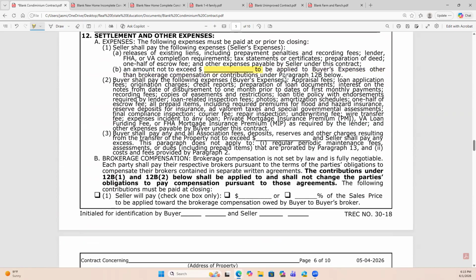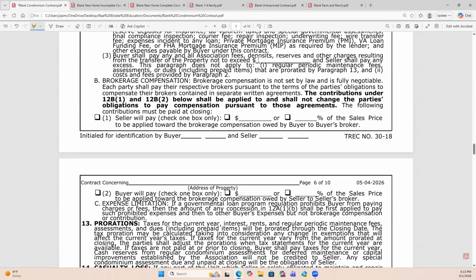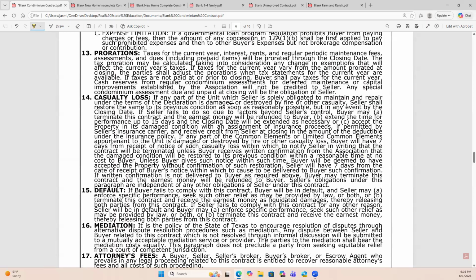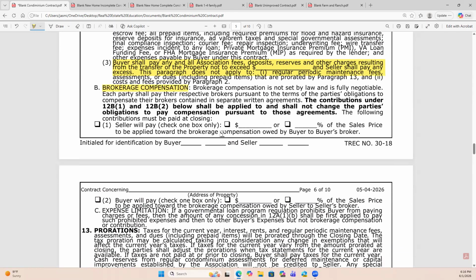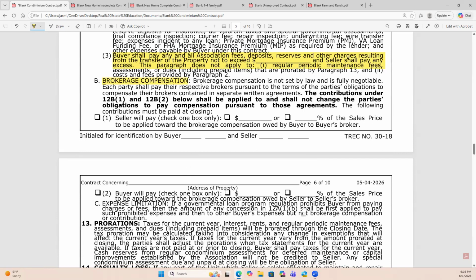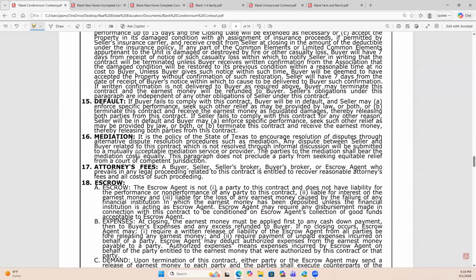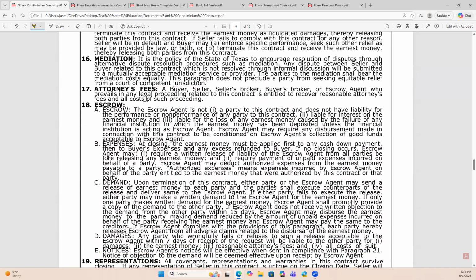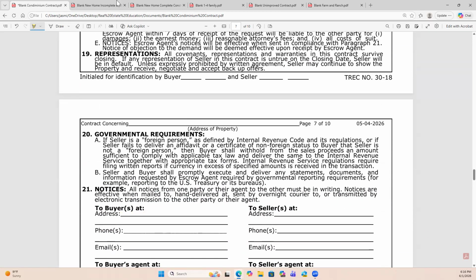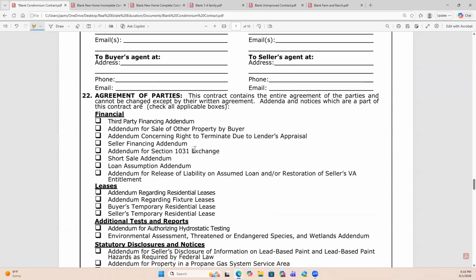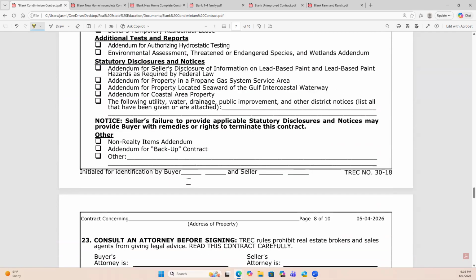Is the seller going to be providing any money to the buyer for any type of home warranties or transfer fees for condos? And then down here, the brokerage compensation, we know that this entire area is different, but it's not different in each contract, okay? Our prorations, casualties, default, mediation, attorney fees, escrow, representations, government requirements, all the same. Notices, all the same. And the agreement of the parties, all the same.